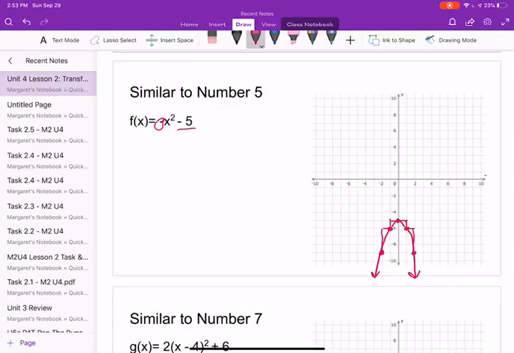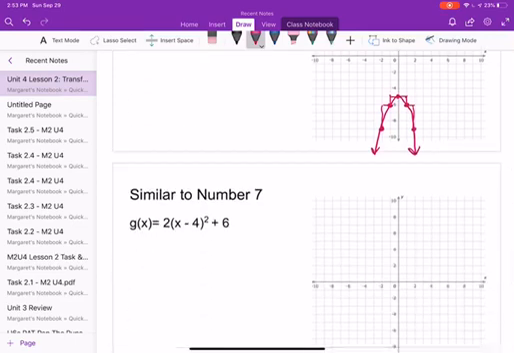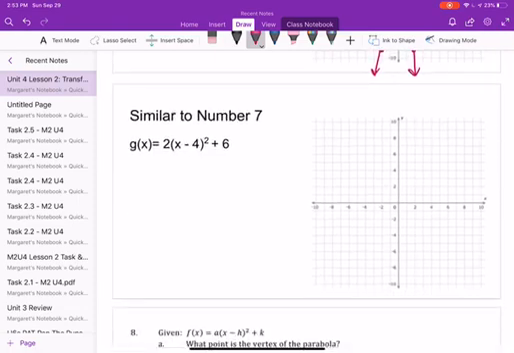I'm going to go ahead and skip to number 7 because number 6 is similar to number 7 and number 5 combined. So in number 7, we see that they have something in all the places. So if you remember, we have y equals a times x minus h squared plus k. And so we have an a of 2, that's our growth factor. We have an h of 4, that's our right-left movement. And we have a k of 6, that's our up-down movement.